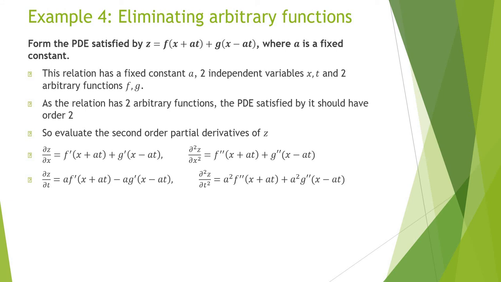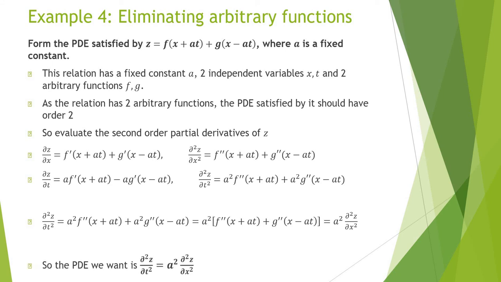So looking at the two second order derivatives, we can see that ∂²z/∂t² is just a² times ∂²z/∂x². So ∂²z/∂t² is a² times the second derivative of f at x + at plus the second derivative of g evaluated at x - at. That's just a² times ∂²z/∂x². So now we have the PDE we want: ∂²z/∂t² equals a² times ∂²z/∂x².